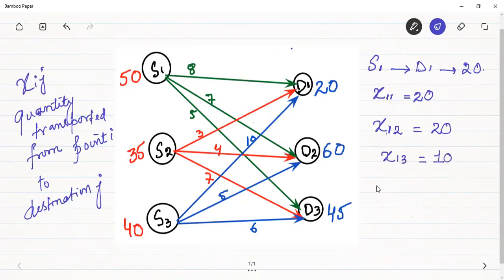Similarly, what can we have here? We can have different values of X21. That means how much source 2 is giving to destination 1, how much source 2 is giving to destination 2, and how much source 2 is giving to destination 3. These are the units which source 2 is giving to destinations 1, 2 and 3. So many combinations are possible here.